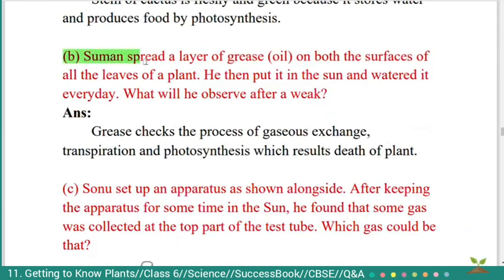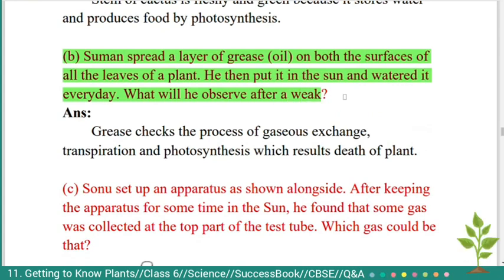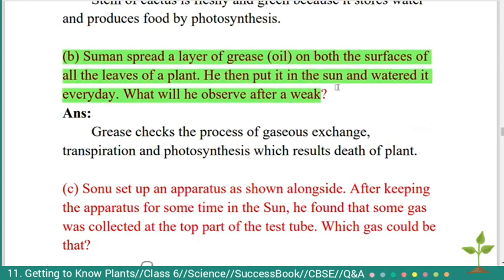Question B. Suman spread a layer of grease on both the surfaces of all the leaves of a plant. He then put it in the sun and watered it every day. What will he observe after a week? Answer. Grease checks the process of gaseous exchange, transpiration and photosynthesis, which results in death of plant.